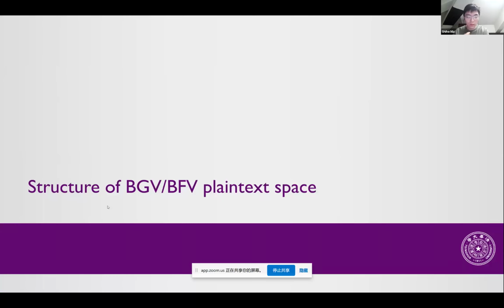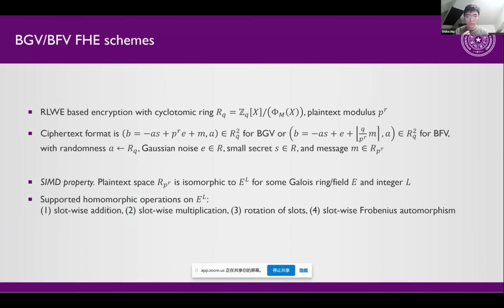And before beginning, I'd like to introduce the structure of the plaintext space. So with RLWE encryption, we have the cyclotomic ring R_Q with the modulus Q and the cyclotomic order m. The plaintext modulus is the prime power p to the power of r. The ciphertext formats for BGV and BFV are given here, and I won't repeat them.